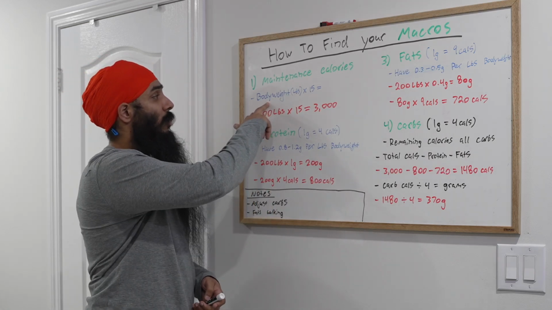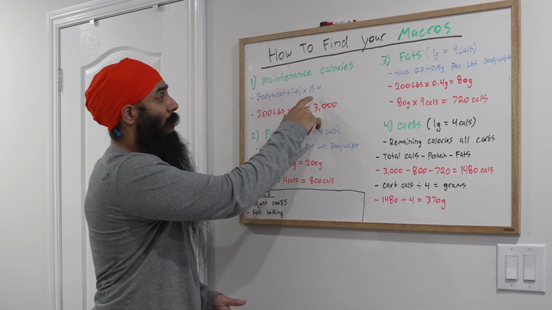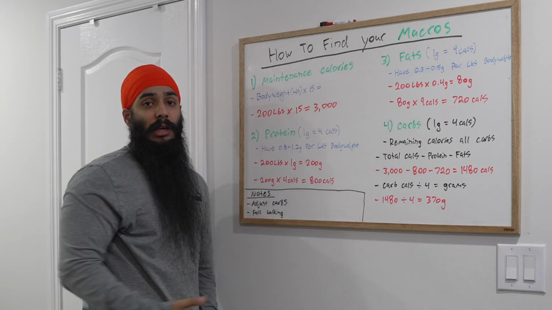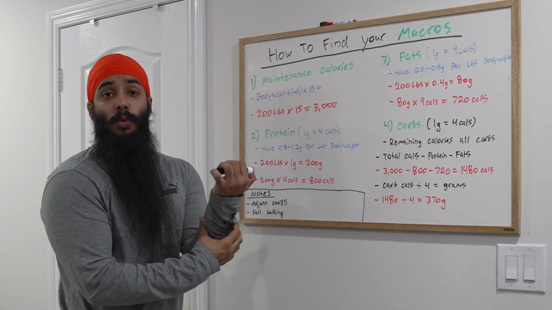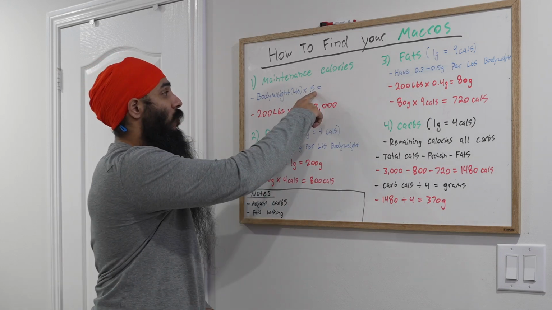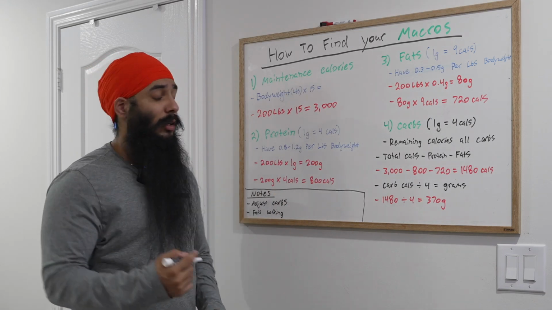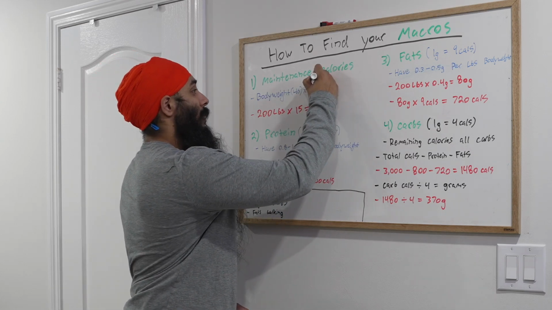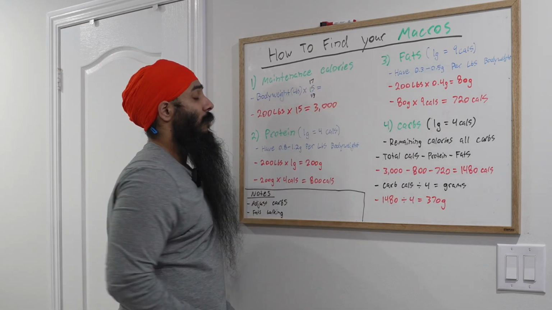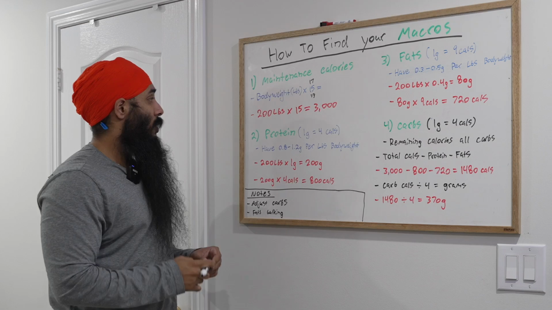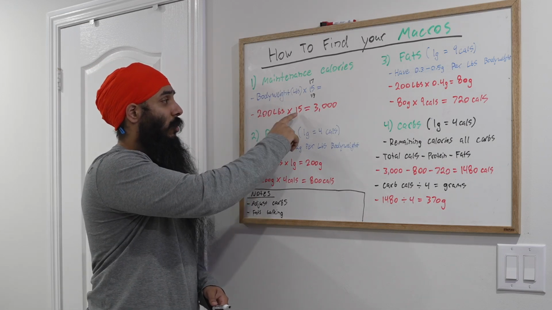What you're going to do is take your body weight in pounds multiplied by 15, okay? If you're a little bit more of an active person, you work in construction, I would multiply this by 17. If you're a little bit more of a sedentary person, you sit down all day long in an office, I would multiply it by 13, okay? Very, very simple.